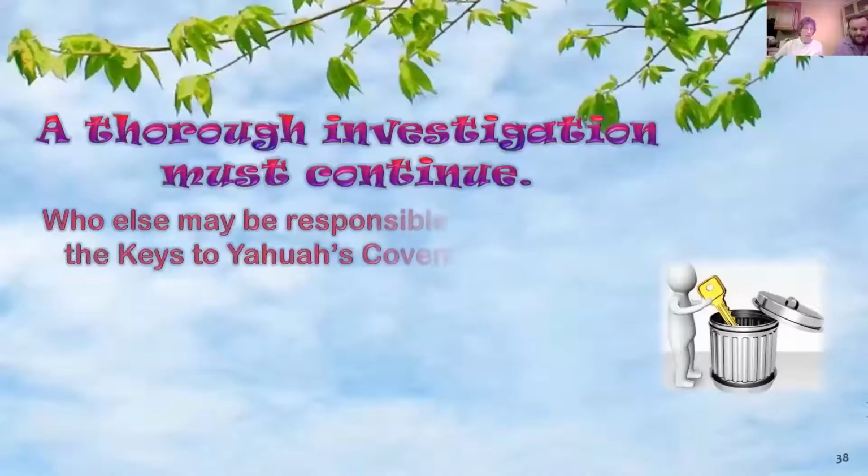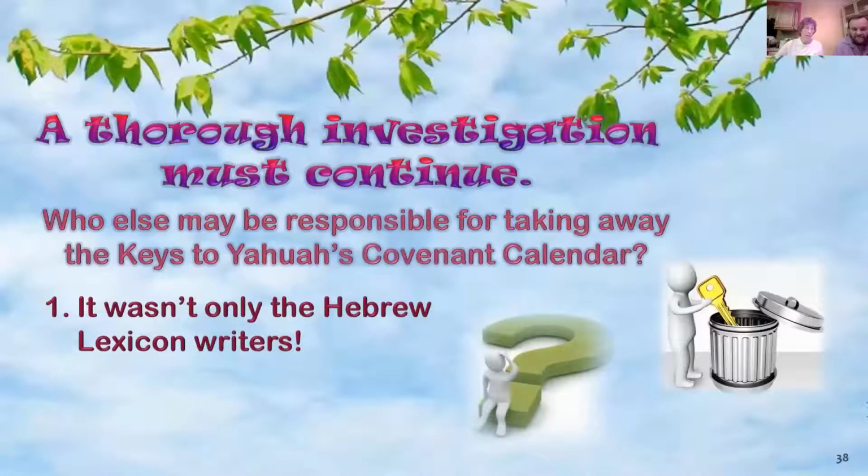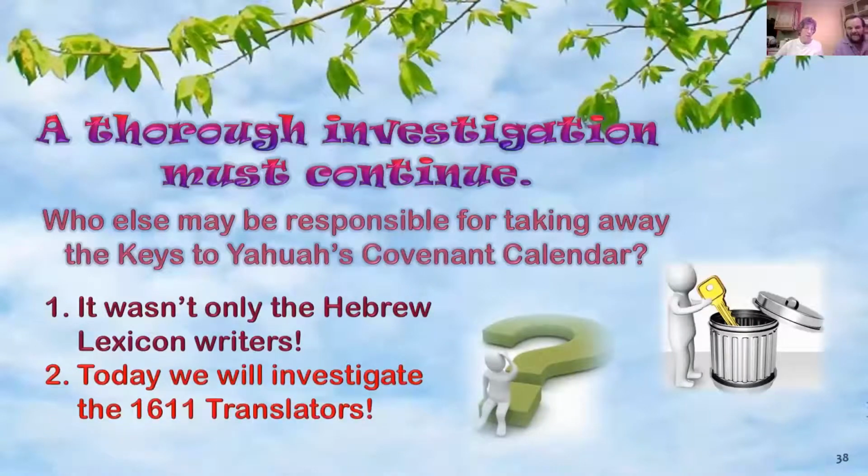So we were finding that a thorough investigation really has to continue. That there just might be someone else responsible for taking away the keys to Yahuwah's covenant calendar. It wasn't only the Hebrew lexicon writers that tampered with this covenant calendar. And today we're going to investigate the 1611 translators. They are different than the Hebrew lexicon writers. Okay, the translators came first. Most of the Hebrew lexicon writers were later. Strong's was in 1890 when his book was published, almost 300 years later.